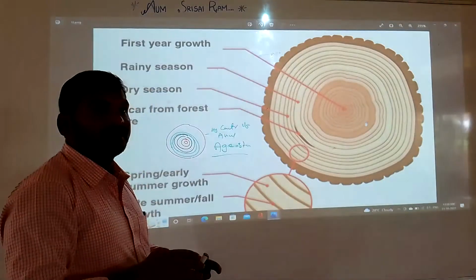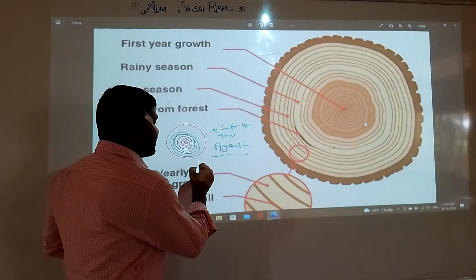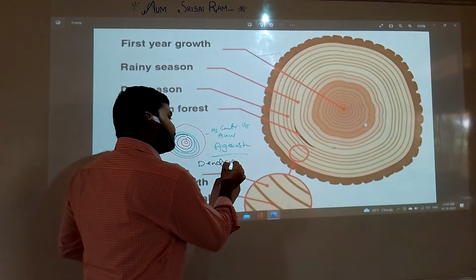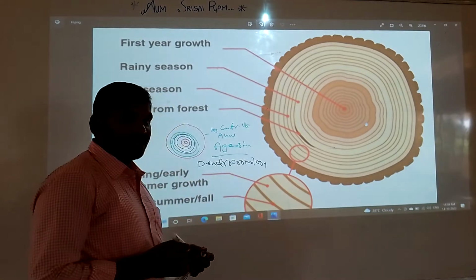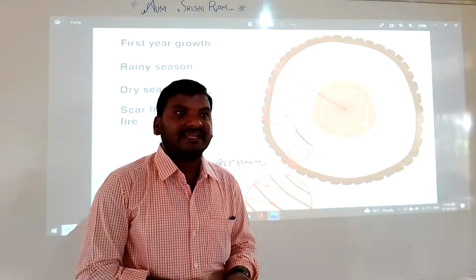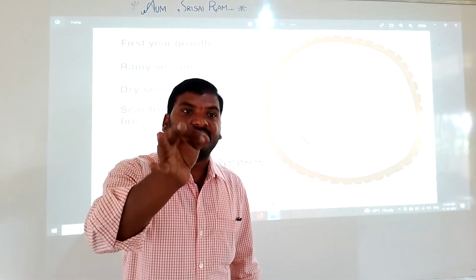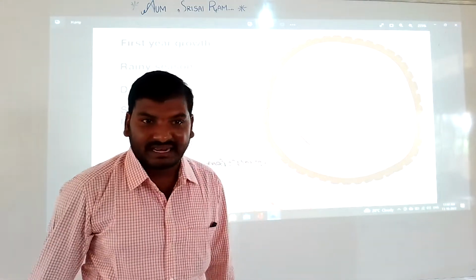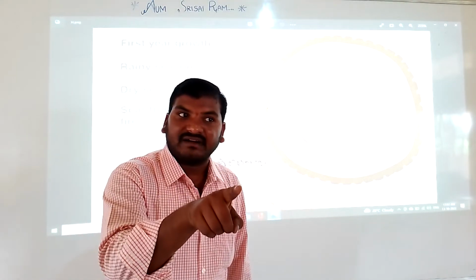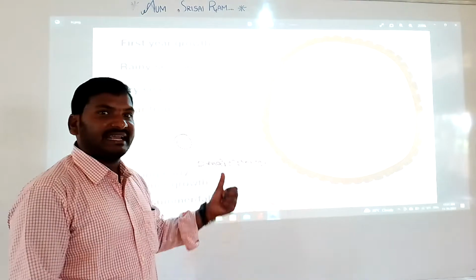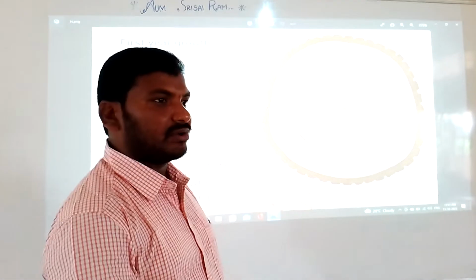And this study is a very important point for NEET and MCET purposes, that is dendrochronology. What is that? Dendrochronology. What is the point? The counting of plant age by using annual rings. Annual rings help in counting the plant age. That is called dendrochronology.